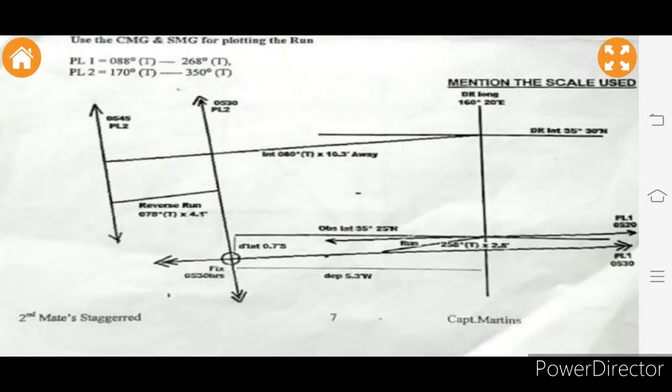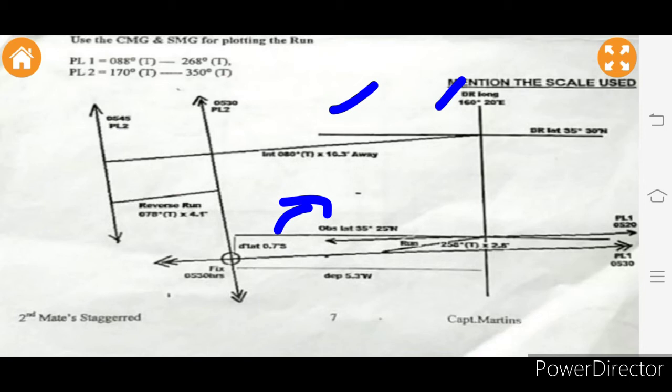From the position you would get at 0530, that is your DR, simply plot that. I have plotted the DR longitude and this is my DR latitude, and here, as you can see, is my observed latitude, given as per the question at 0520, that is latitude 35 degrees 25 minutes north. So I have plotted these two positions.